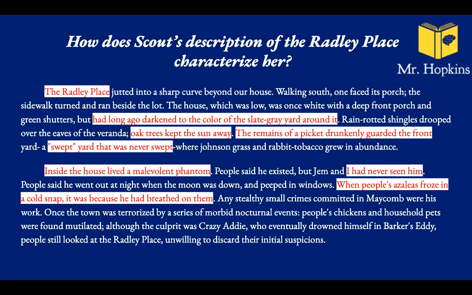These are the quotes I'm going to take. I feel like they answer the question quite well. It characterises Scout, the 6-year-old girl, because she sees this house as a scary, ghostly place, almost like a haunted house, where trees kept the sun away, and the yard that was never swept always seemed swept. She's also talking about a phantom who she's never seen, with scary and obviously untrue rumours that she's heard.